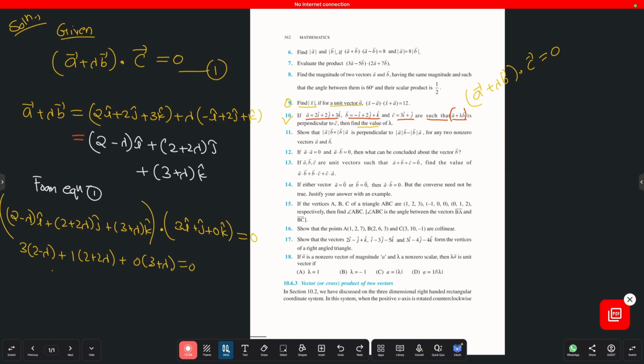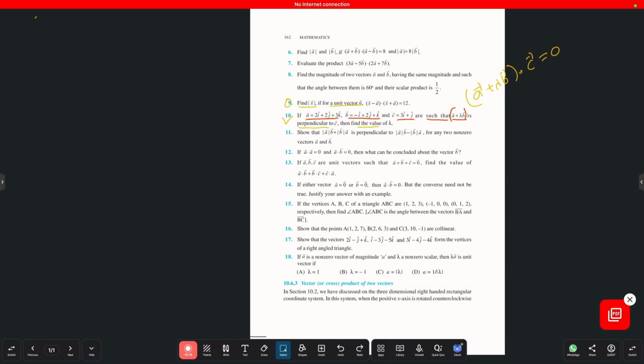Now simplification: 6 - 3λ + 2 + 2λ + 0 equals 0. 6 plus 2 is 8, so 8 - λ equals 0. Then from here, what is λ? λ is 8. Correct. So the λ value is 8. See, whatever is given, I keep on using it and automatically the answer is solved. Note it.